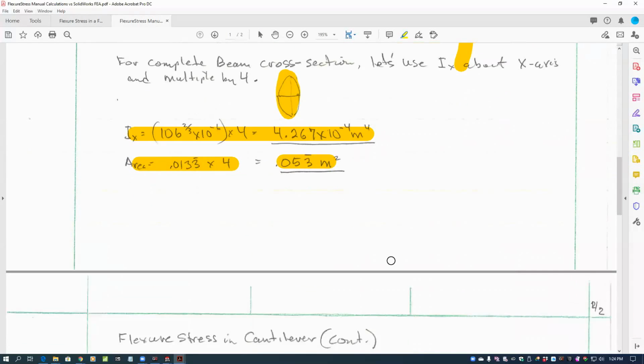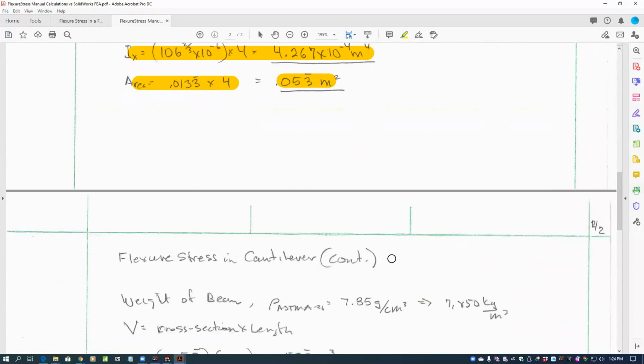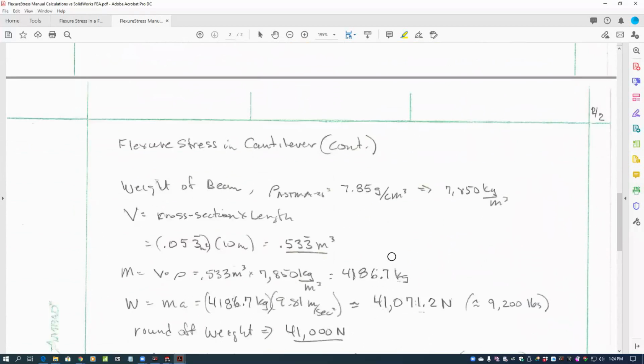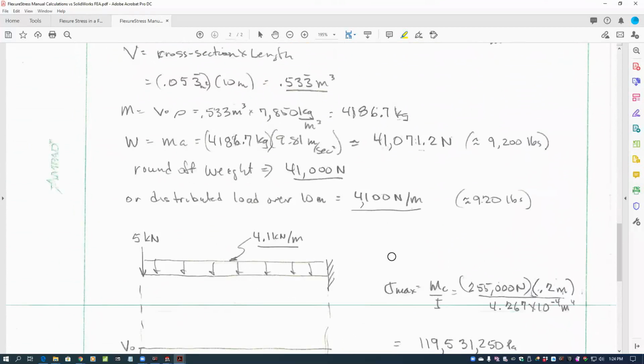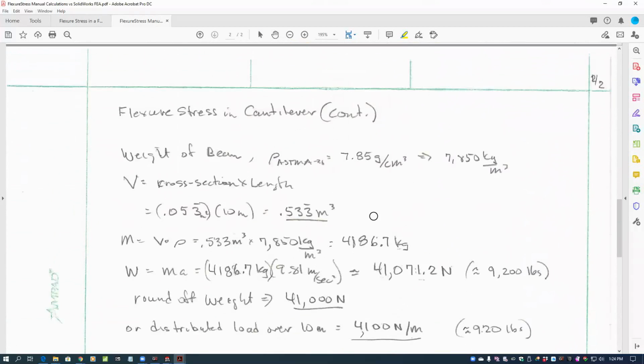So if we now calculate our flexure stress, let's first calculate the weight of the beam. The weight of the beam, of course, we'd get from the density of ASTM A36. Look that up, we find it 7.85 grams per cubic centimeter, which converts to 7,850 kilograms per meter cubed.